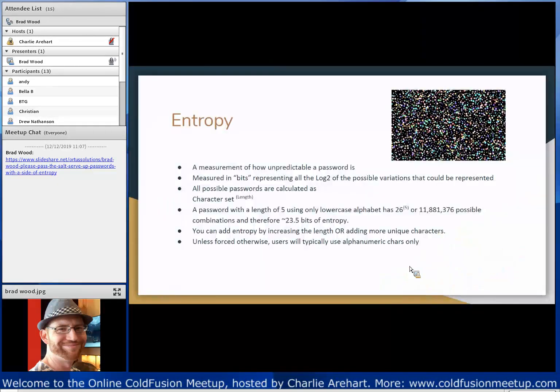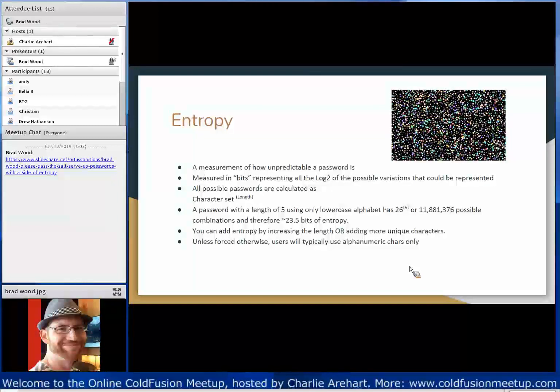Entropy is our friend here because that's what slows the hackers down. Entropy is basically a measurement of how unpredictable a password is. Predictable meaning how many random combinations of letters and numbers would you have to stick together until you came up with my password. So it's measured in bits, which represents the log 2 of the possible variations that can be represented. And so we'll talk about how that works.